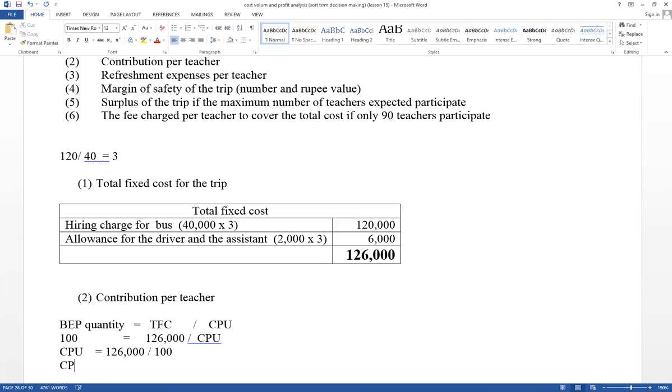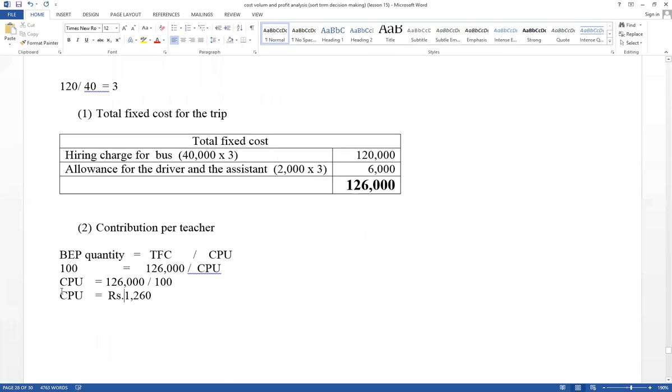Therefore, contribution per unit equals 1,260 rupees. Think about using the contribution per unit in the break-even point equation. The variable cost is not given, therefore selling price minus variable cost cannot be used. By using the break-even point equation, the contribution per unit can be calculated. Therefore, this is the contribution per unit. Requirement 2.